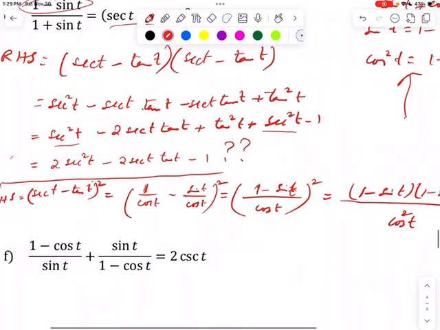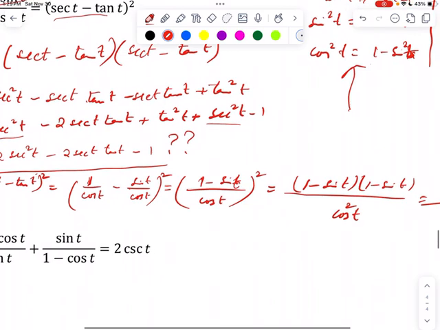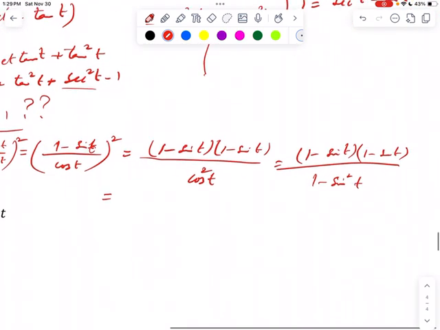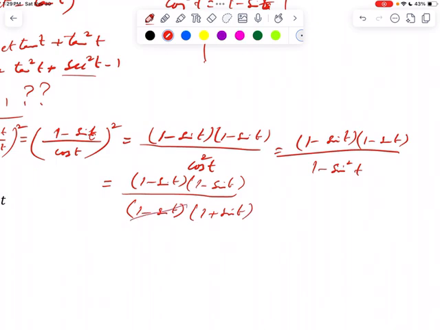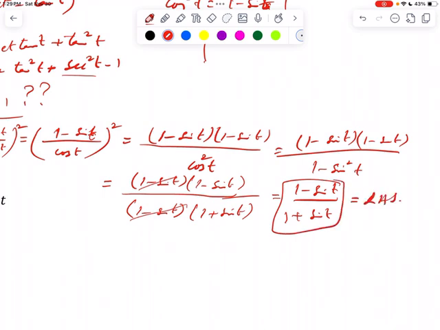A square minus b square is equal to a minus b times a plus b. So on the top I have 1 minus sine t into 1 minus sine t. The bottom will become 1 minus sine t into 1 plus sine t. So 1 minus sine t and 1 minus sine t, one of them cancels out, and we are left with the right hand side, which is equal to the left hand side. So we are done.